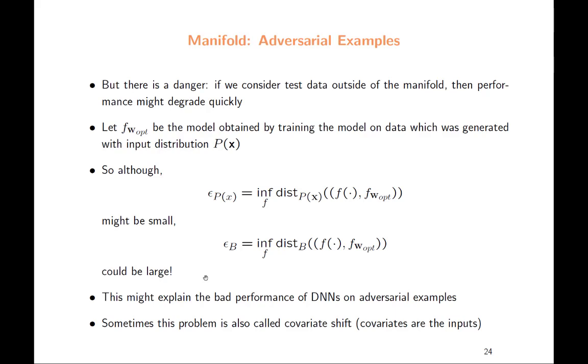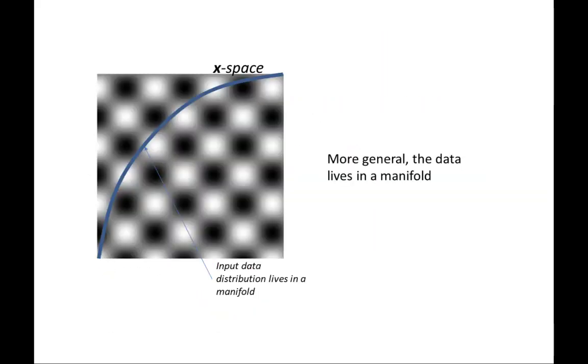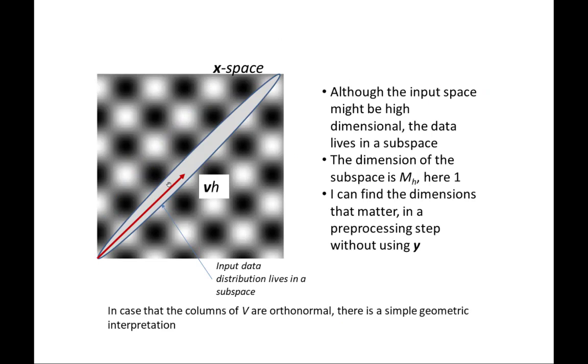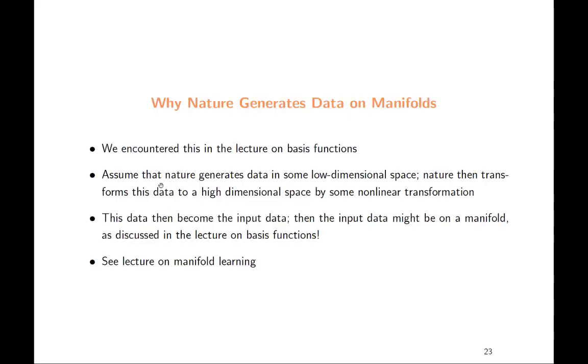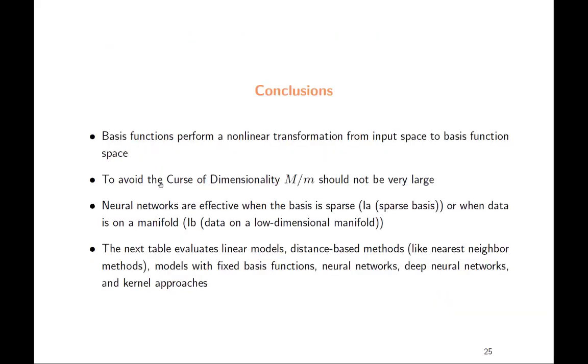So covariance is another name for the inputs, which means that this distribution in the test data is not the same as in the training data. So if it's here, then we might have a problem. So that's another name for this issue.